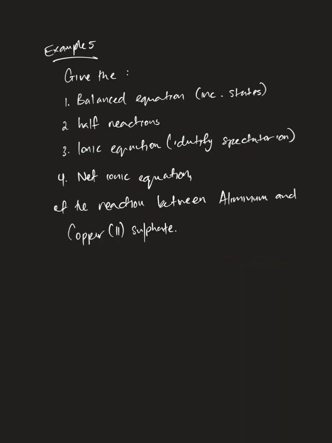Right, let's have a look here. Example 5. When I'm looking at example 5, they're asking me for a bunch of things and I need to sort that out. It says, give the balanced equation, including states, half reactions, ionic equations, identify the spectator ion, and the net ionic equation for the reaction between aluminium and copper sulfate.